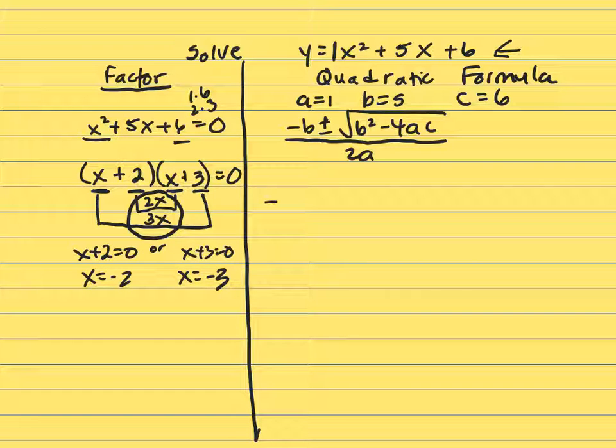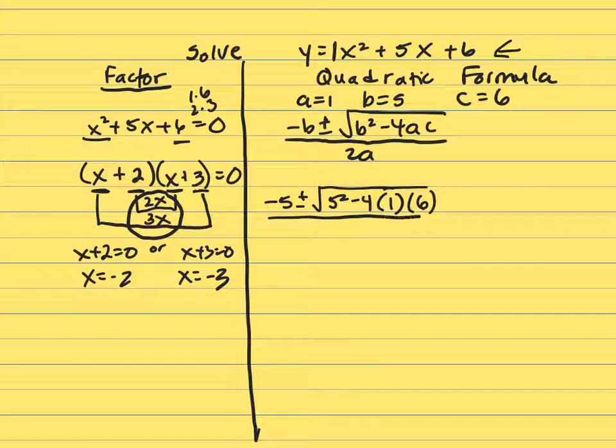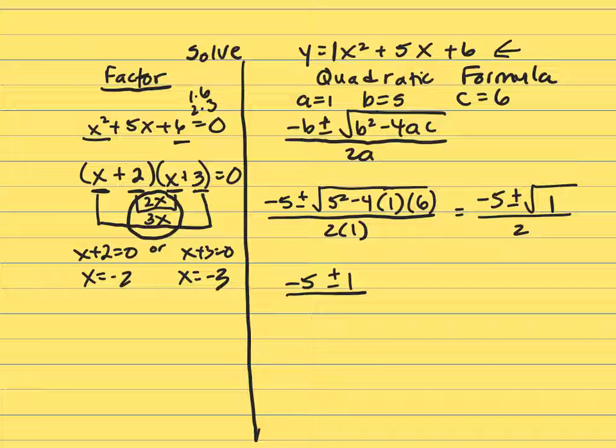Negative B would be negative 5, plus or minus the square root of B squared, minus 4 times A times C, all over 2 times 1, 2 times A. So that's negative 5 plus or minus the square root of 25 minus 24, which is 1, all over 2. So I've got negative 5 plus or minus 1 over 2. Square root of 1 is 1.